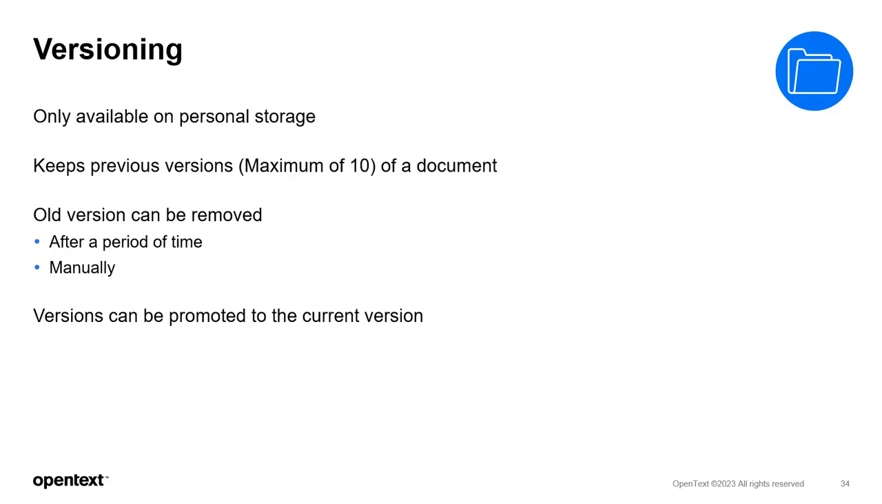We also have versioning in there. So as I edit a document, it will keep previous versions. I can promote versions to be the current version if I want to get rid of changes that have happened. Just be aware that this is only available on your personal storage. It's not available on the network storage yet.